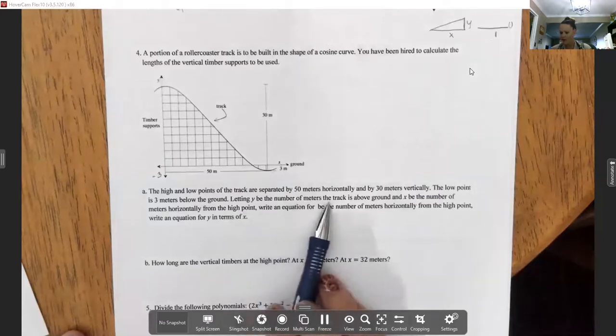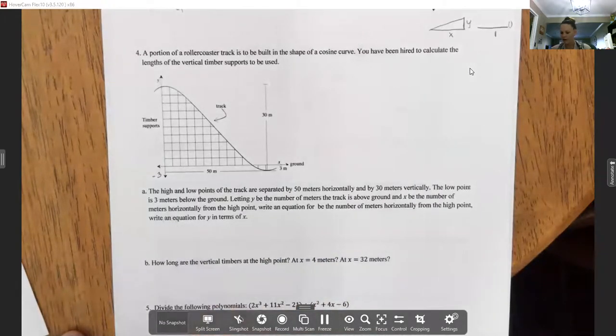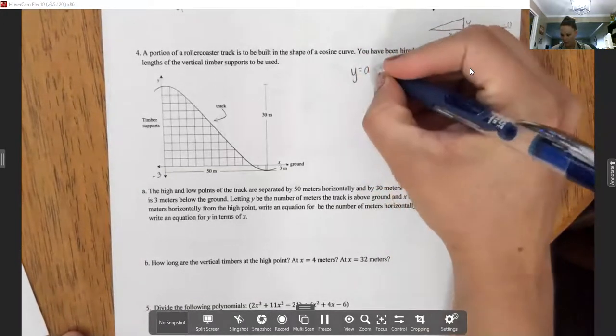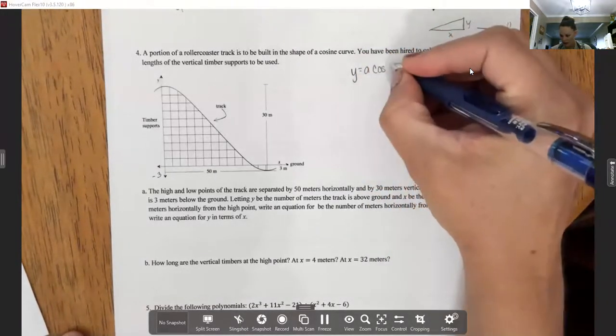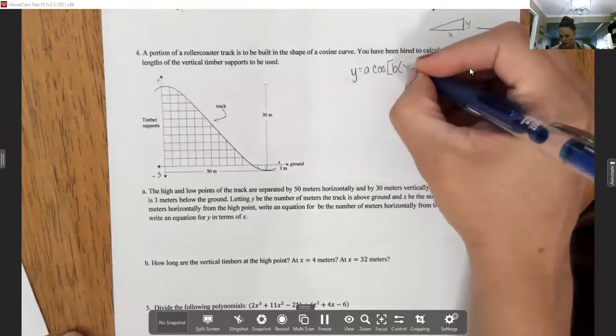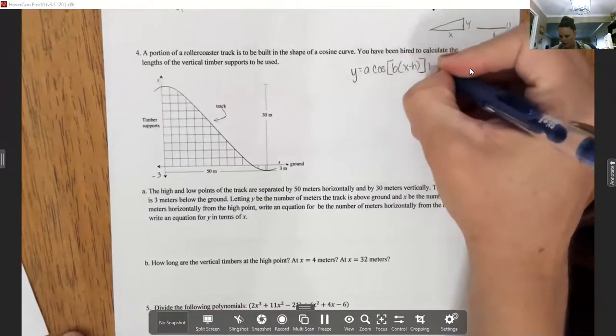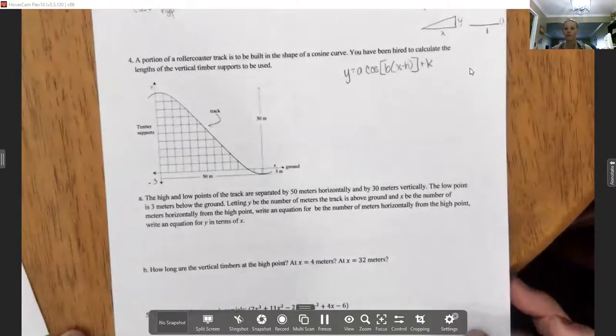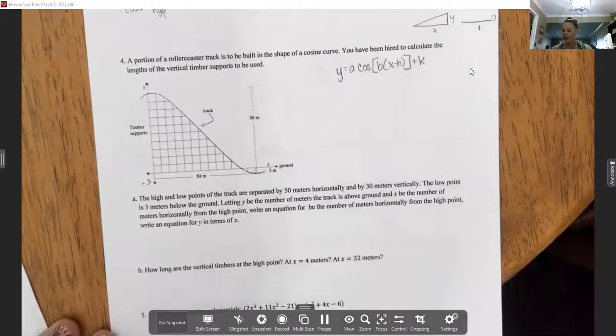Let y be the number of meters the track is above the ground and x be the meters horizontally from the high point. Write an equation for y in terms of x. So we know a cosine equation is y equals a times cosine of b times (x minus h) plus k. We want to write our equation like this.